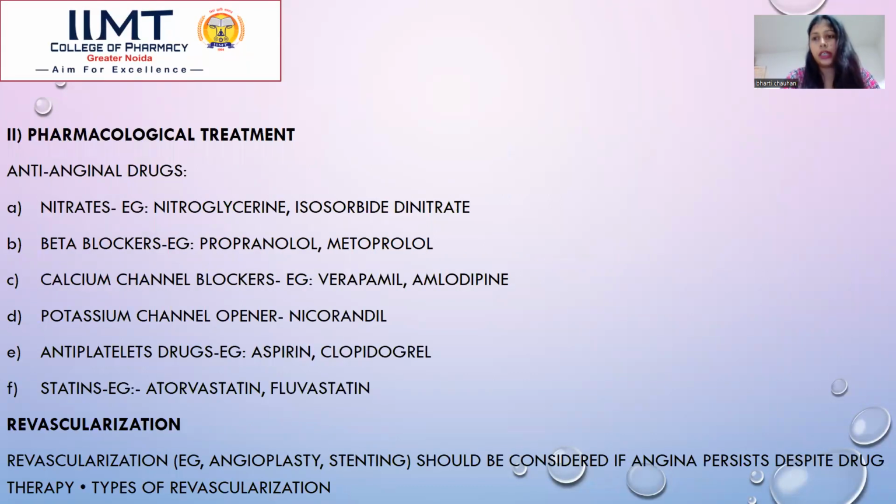What are the drugs that can do the treatment? Anti-anginal drugs are nitrates, nitroglycerin, isosorbide dinitrate, beta blockers, propranolol, metoprolol, and calcium channel blockers, verapamil, amlodipine, potassium channel opener, nicorandil, antiplatelet drugs, aspirin.